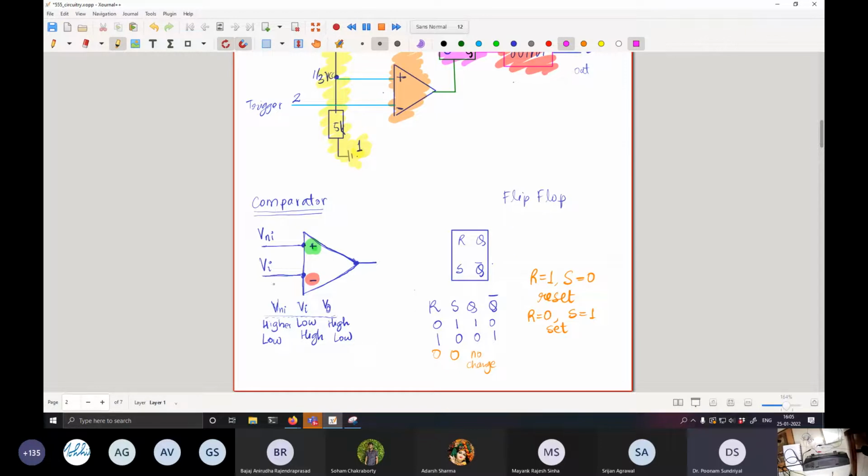If the non-inverting input is higher than the inverting input, then the output of this comparator is going to be high. Vice versa, if the voltage at the inverting pin is higher than the non-inverting input voltage, then the output of the comparator will remain low. Let's take an example. If the voltage input at the non-inverting pin is 5 volts, whereas the voltage input at the inverting pin is 1 volt, what will be the output? The output will be a logical high.